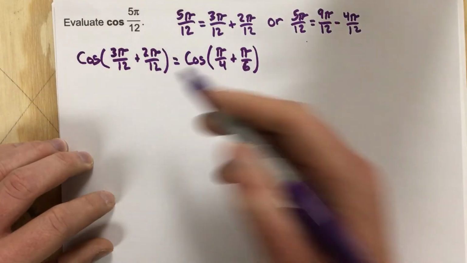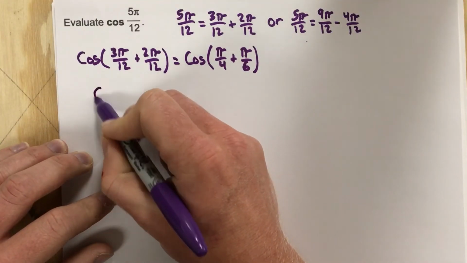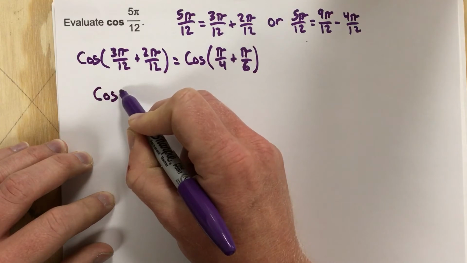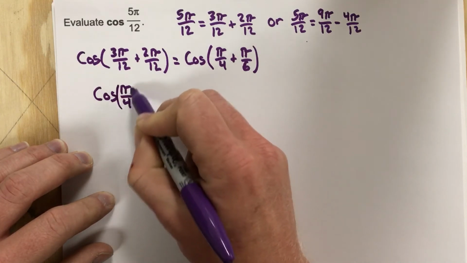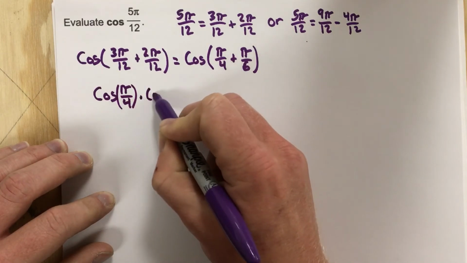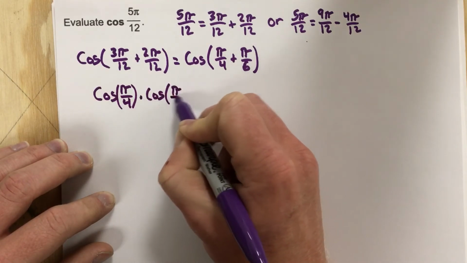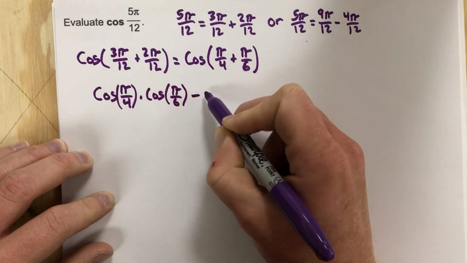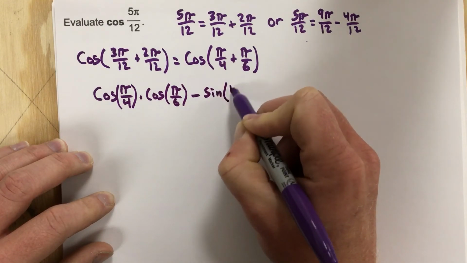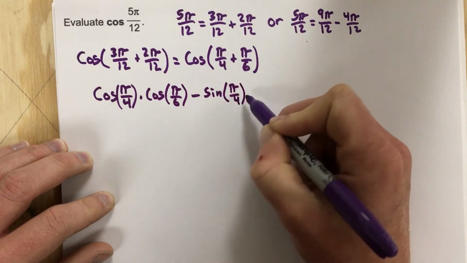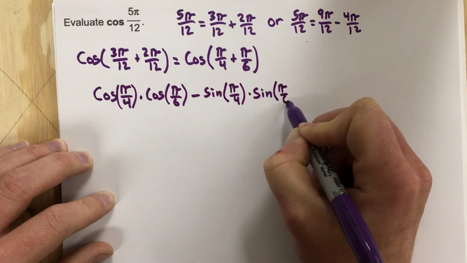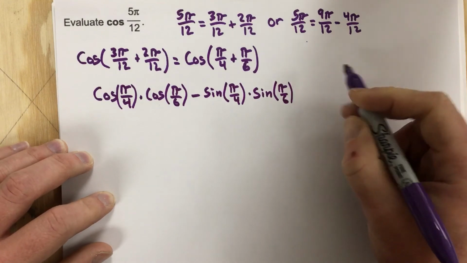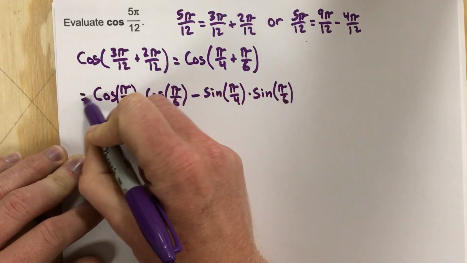So we're going to say cosine of pi over 4 times cosine of pi over 6 minus sine pi over 4 times sine pi over 6. Now we're going to evaluate this.